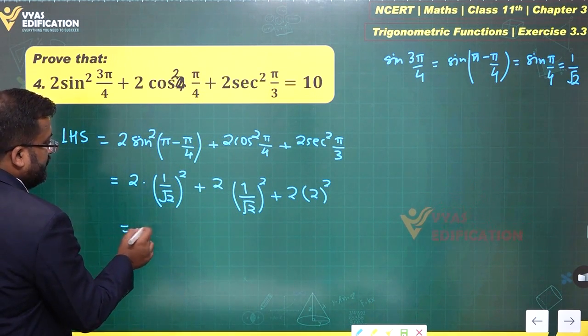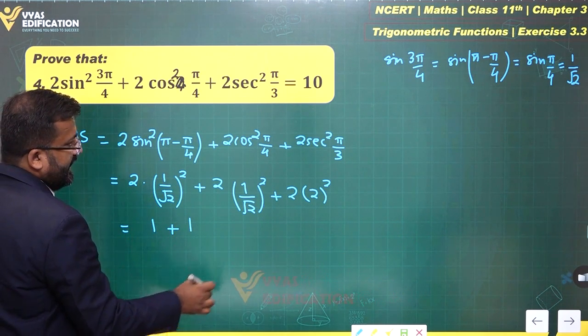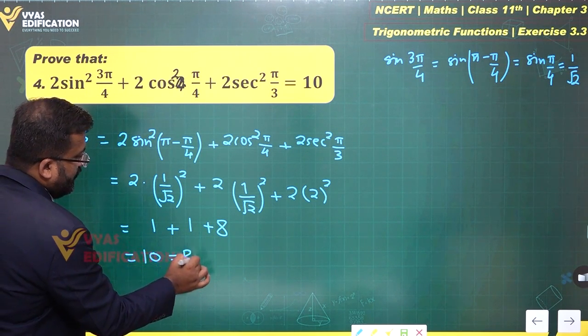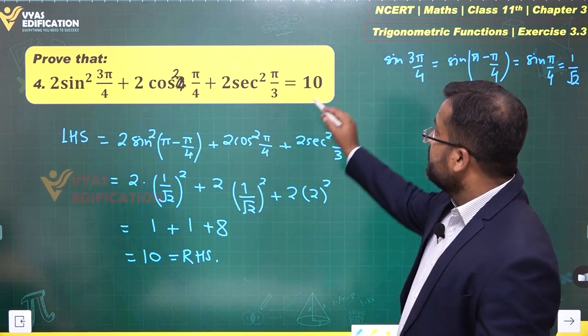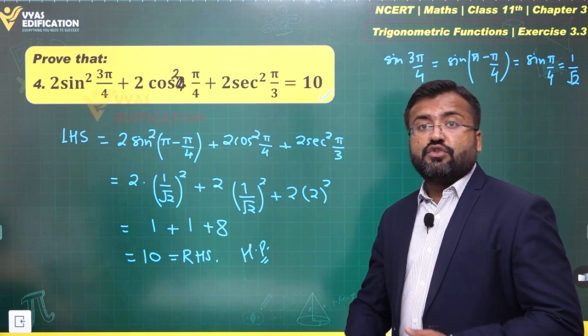What will this simplify into? This is 2 by 2, which is 1, plus 1 again, and this is 8 over here. The overall sum is 10, which is equal to the RHS. And can you observe that? Yes, this is what we started with. This is what we wanted to prove. That's a complete proof of this question over here.